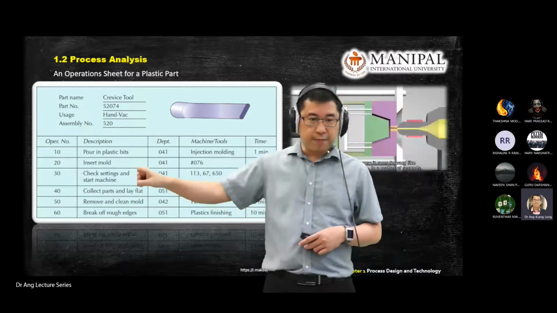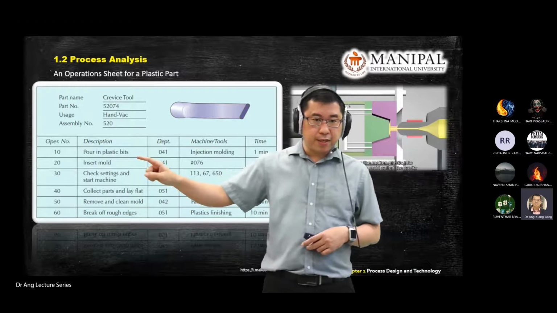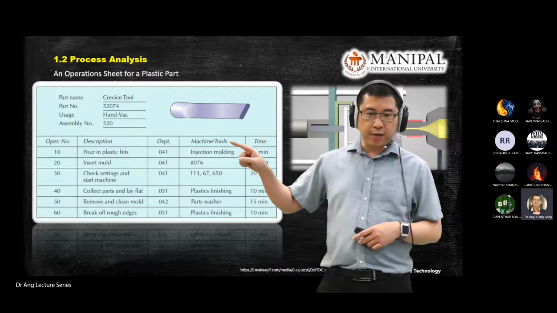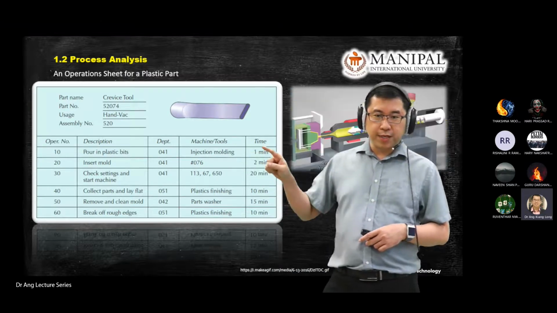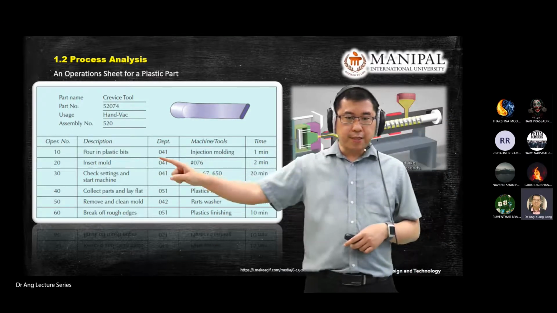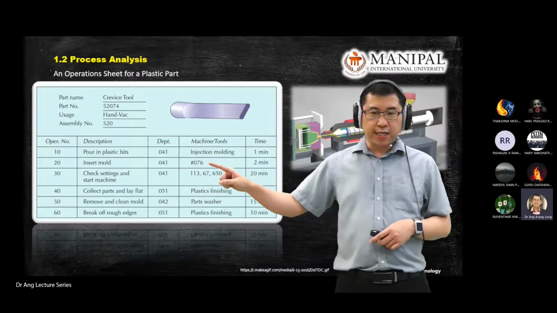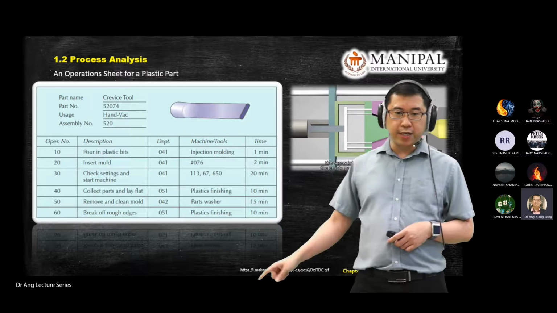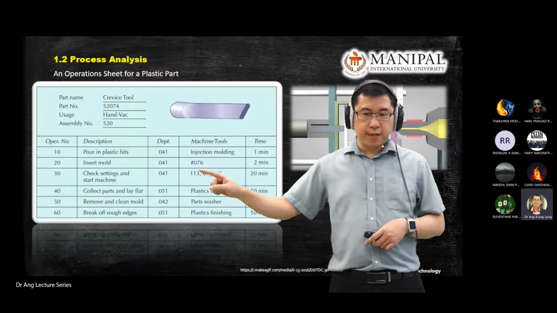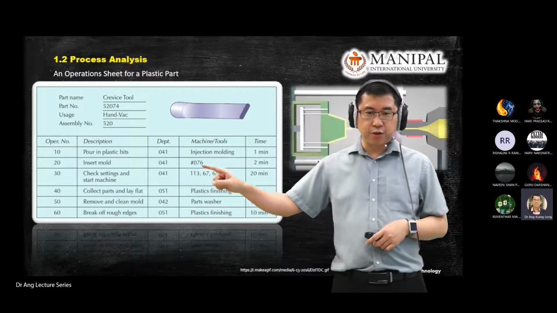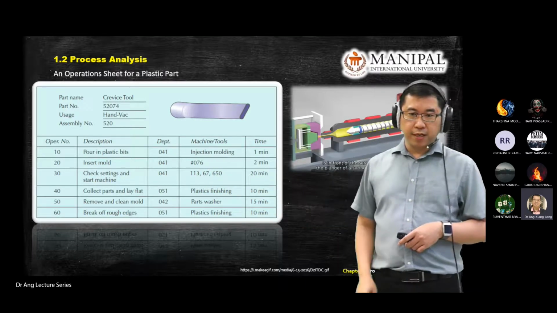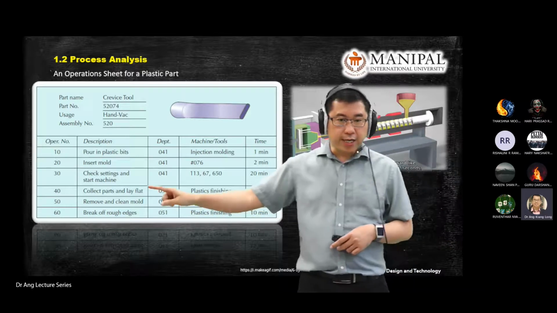Then you will see the operator number, description, and department, tools used, what kind of tools used for that process, and the time. For example, the first one, you pour the plastic bit, and the tool you use is injection molding. The time will be 1 minute at that station. Okay, then you insert into mold, tools number, this one, because in factory you have lots of machines. So this is the machine number 076 for 2 minutes.